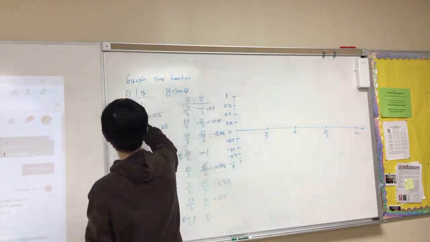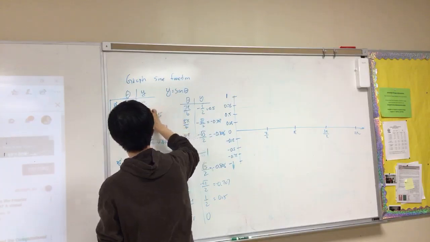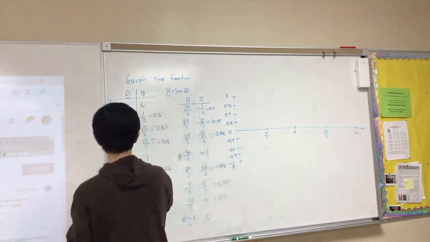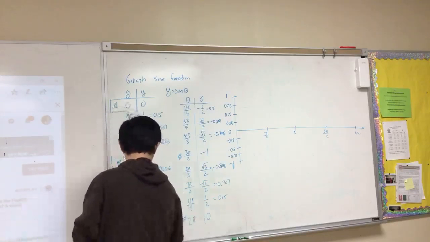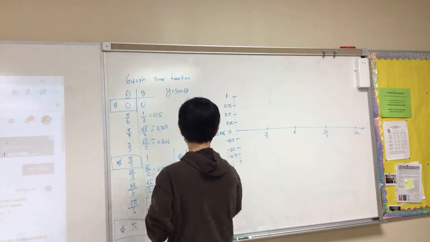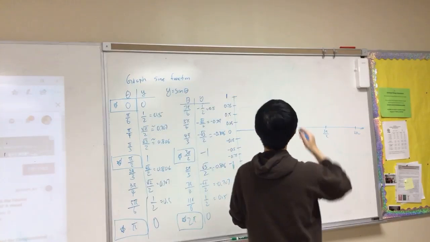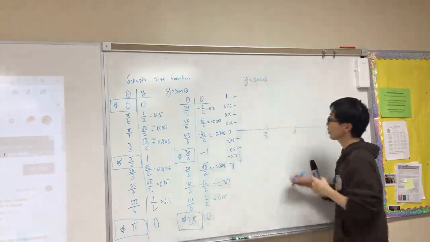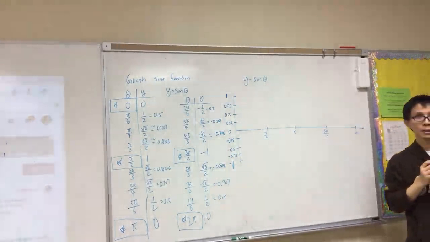So for cosine, I want you to use this part, and this part, and this part, and this part, and this part. Sine is, so y is equal to sine theta right here. So once you graph it, it's going to form a nice graph. So I'll give you a few minutes to work it out.